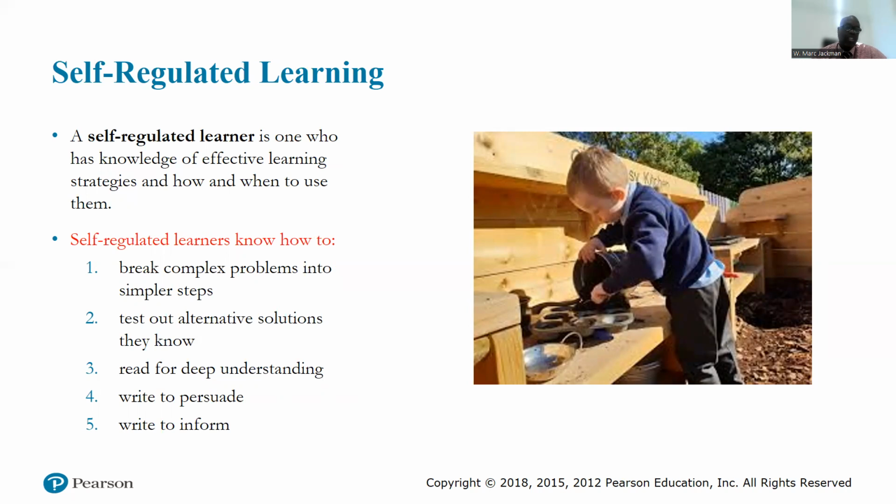So the self-regulated learner knows how to break up the complex problem into simpler steps, how to test out different solutions to identify which one works best. They would know when they're required to do research to deepen their understanding, how to write to persuade, and how to write to inform. Of course, it will vary according to the student's age as well.